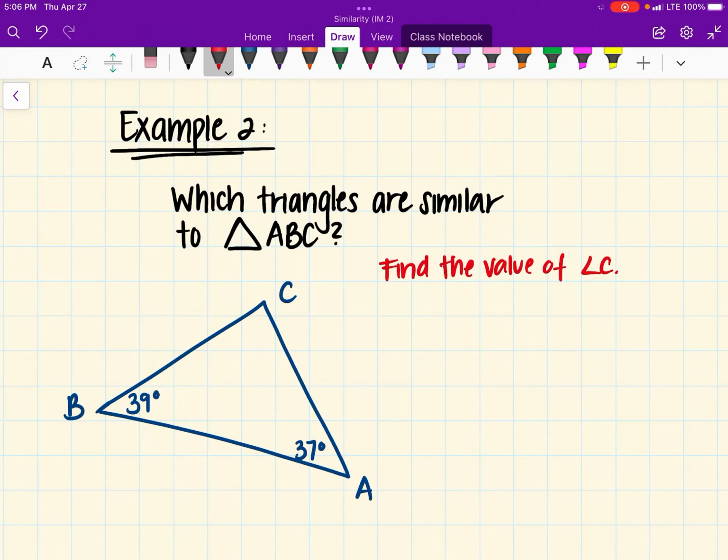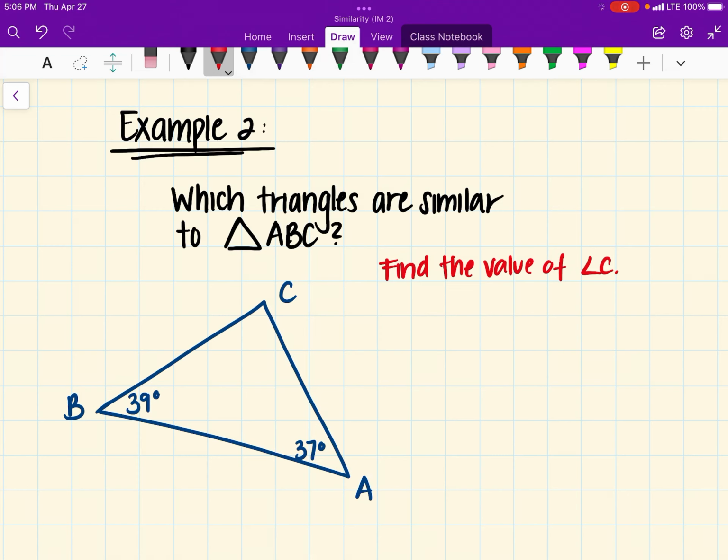All right, so in this case, guys, in example 2, we want to determine which triangles are similar to triangle ABC. Once again, when it comes to determining similarity of triangles, we want to make sure that they all have the same measurements in terms of the angles. That's how we determine similarity here.